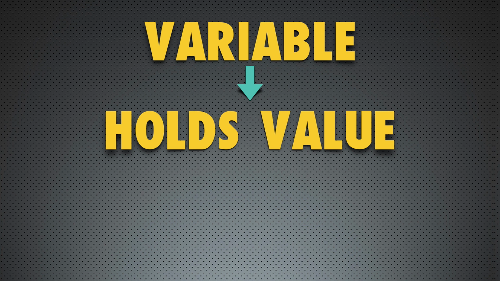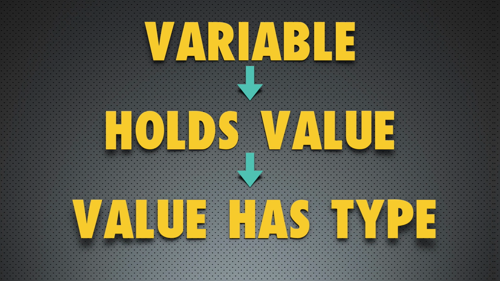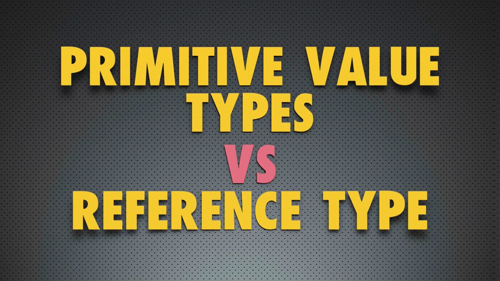But what about value? What is that? A value is simply a record in the memory, and each record has a specific type. And all value types in JavaScript are divided into two groups: primitive value types and reference type. And the reason for this division is in the way the values of those types are stored internally in the memory. But before talking about that, let's discuss which variable types exist in JavaScript.